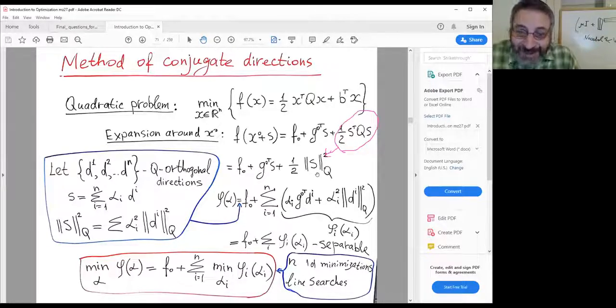Now you say that if S has an expansion in an orthogonal basis, in Q-orthogonal in this case, its norm is just the sum of squares of coefficients multiplied by the Q norm of the orthogonal vectors. And we substitute it here. It requires some effort. What about the first term, F naught plus G naught transpose times S? This term is also separable. It's the sum of GiSi.